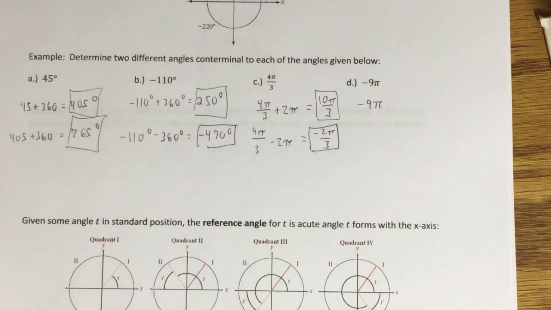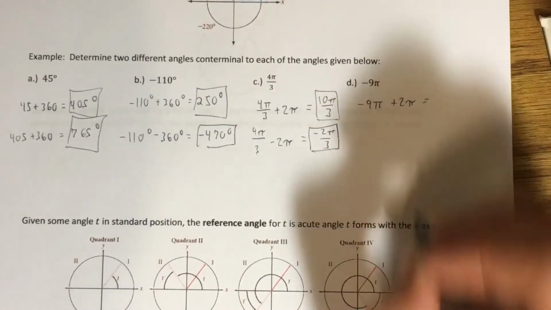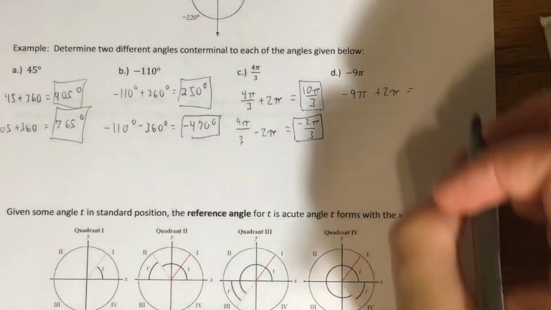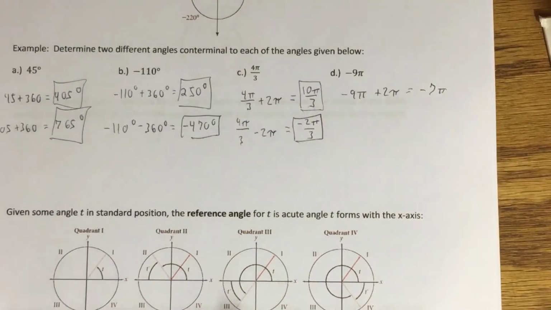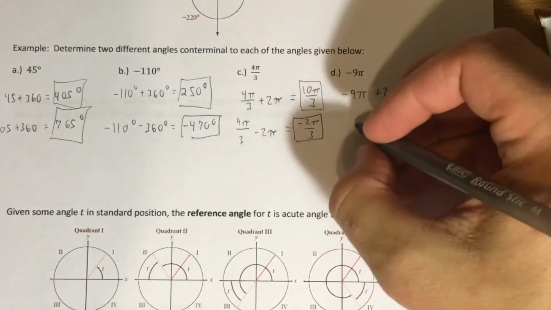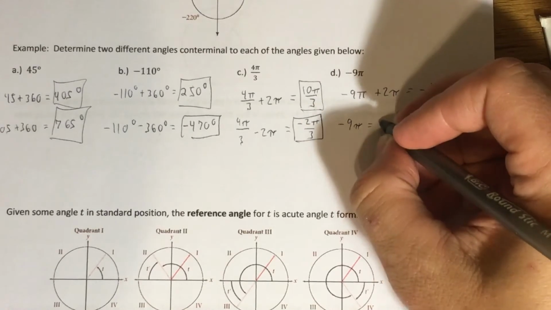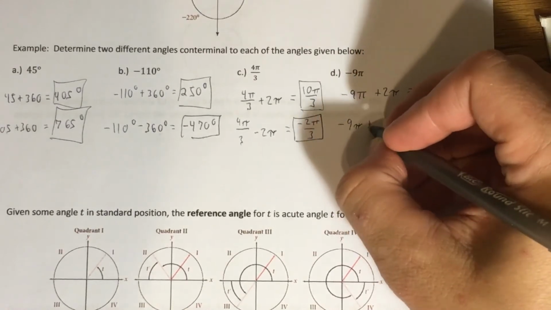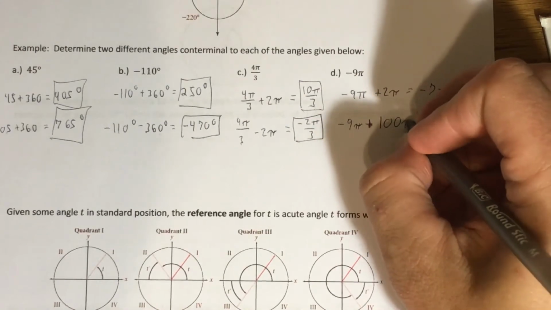Okay, negative 9 pi. I want to find some angles that are coterminal to that. This one's easier to work with because, for example, if I add 2 pi to it, I don't need common denominators because we don't have any fractions. This would just be negative 7 pi. I'm going to do something a little bizarre here just to make this one a little more interesting. I want to add 100 pi to it.